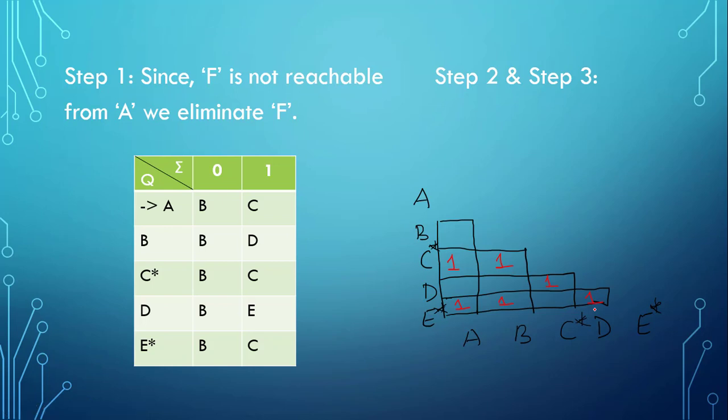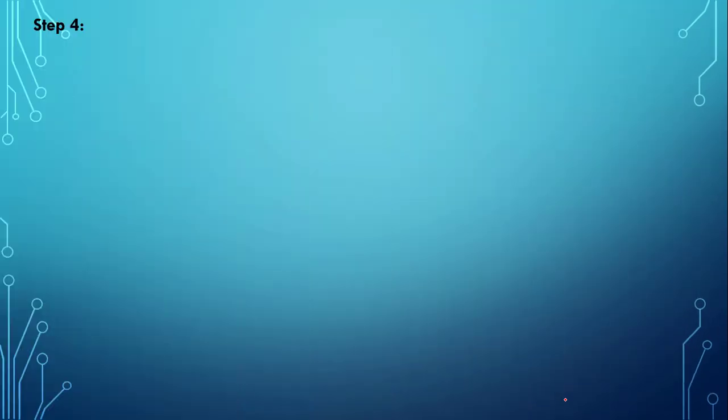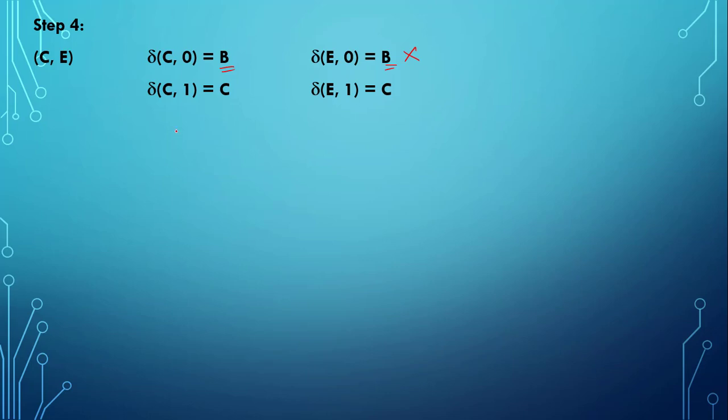Okay. So after taking the steps in step number 4, we will come back and mark those cells which were left unmarked, in case we can, as 2. So, let's start with step number 4. In step number 4, the first cell that we take into consideration is C, E. So C, 0 is B and E, 0 is B. So, we take no decision here, since both have the same states as the transition. So, we will check with another input, which is 1. C, 1 is again C and E, 1 is also C. So, we take no decision.